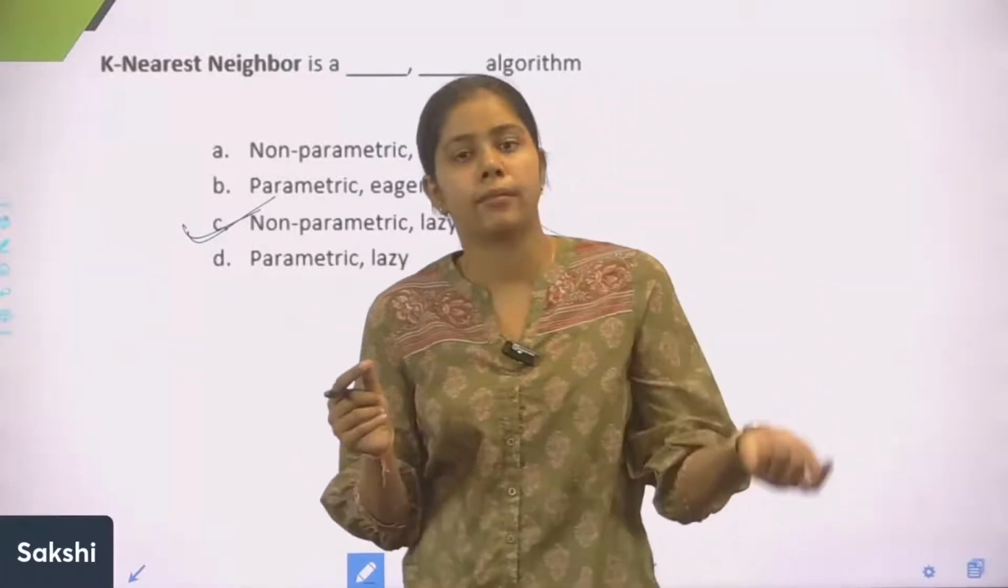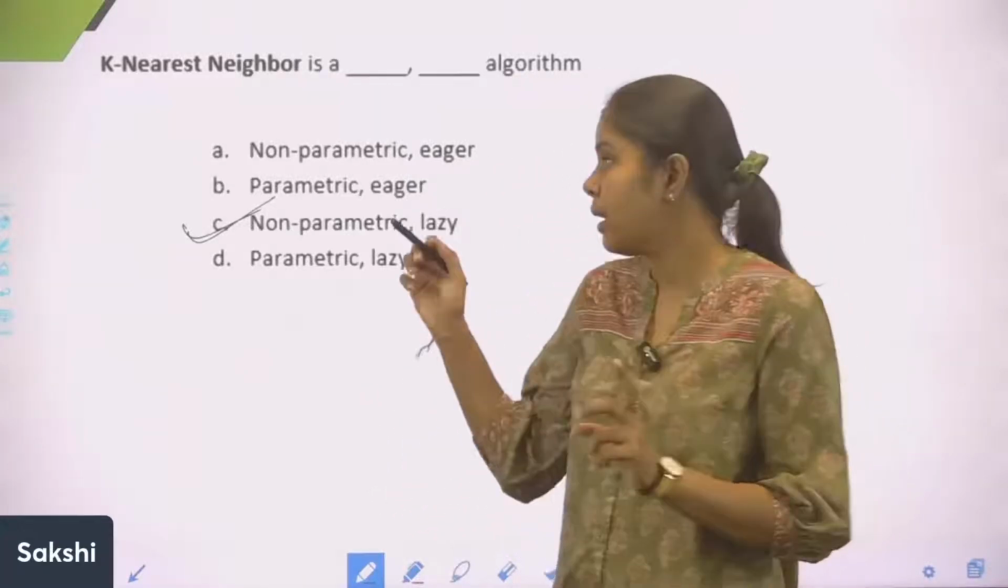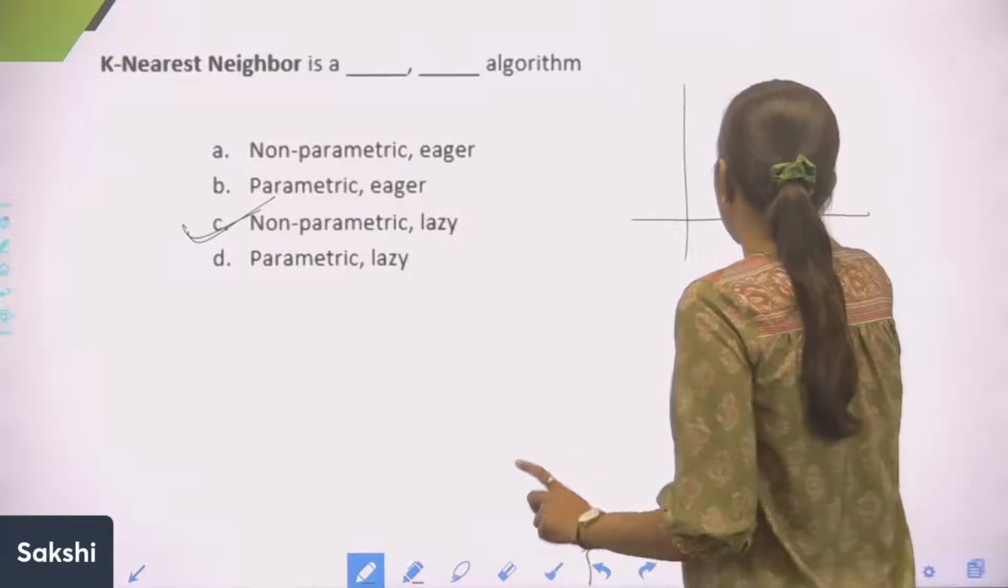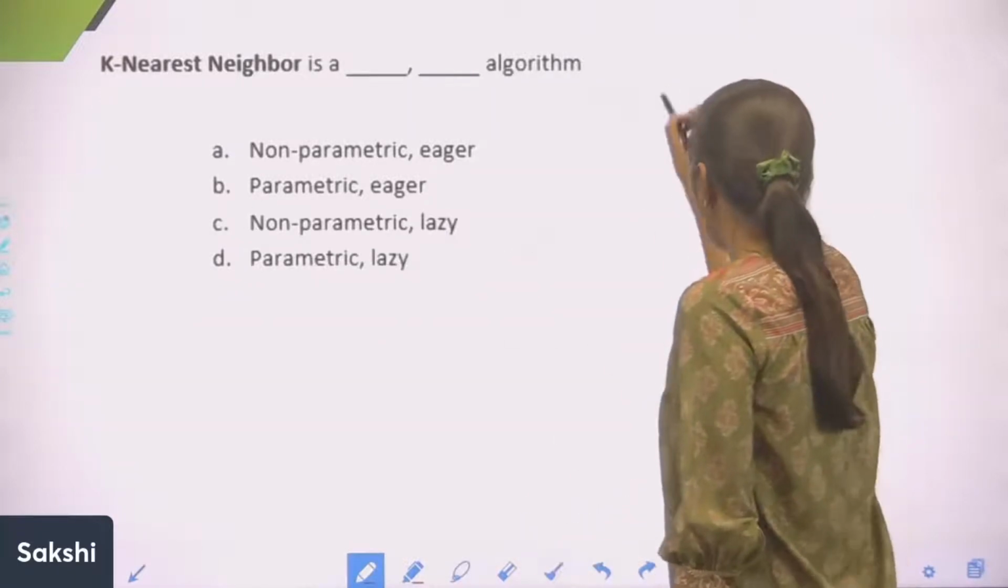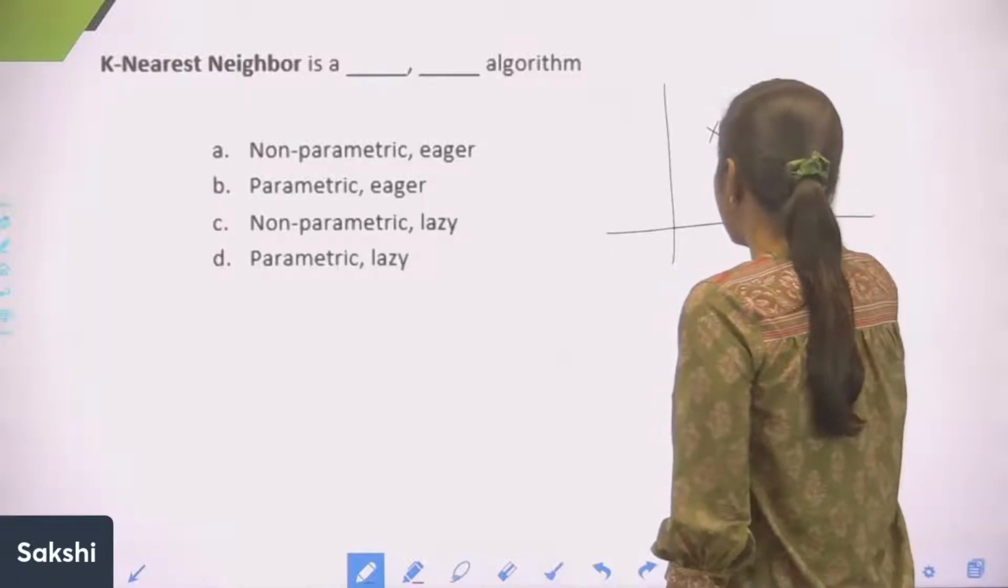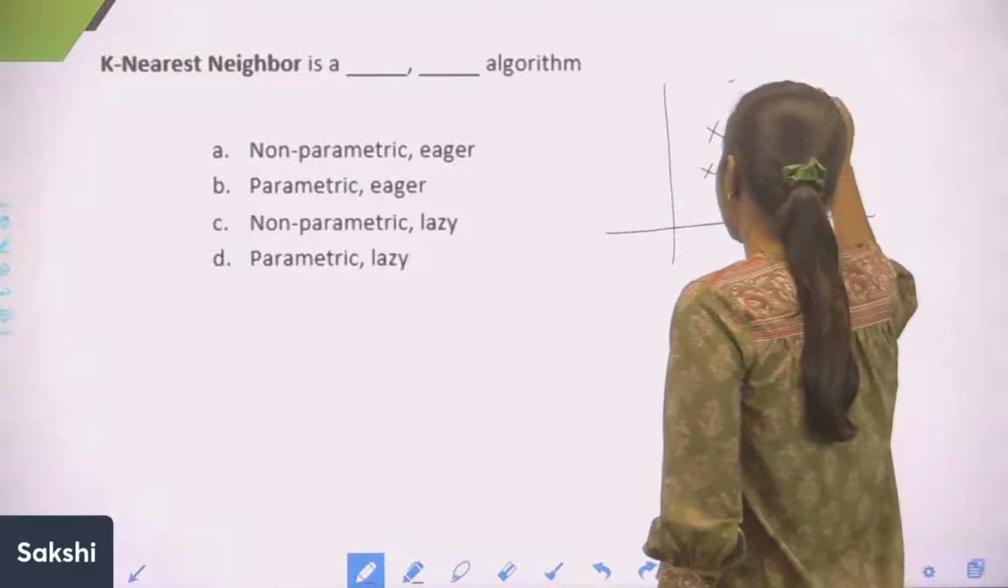And every time a new query comes, I have to do everything again. Let's suppose, this is how KNN works. Let's suppose we have these data points, crosses and these dots. Let's suppose this star is my query.